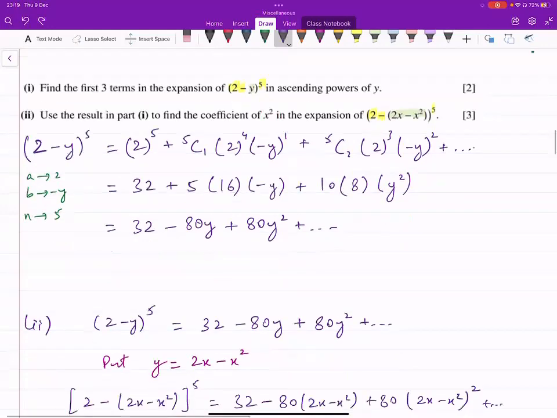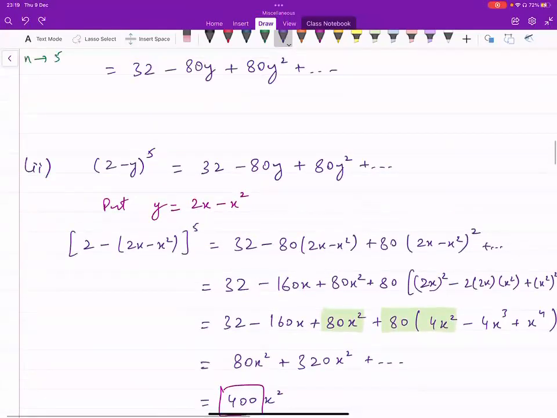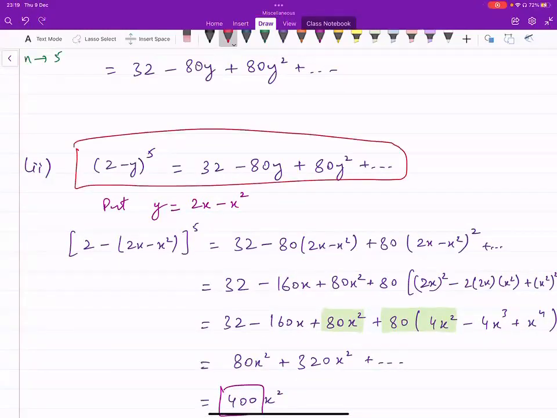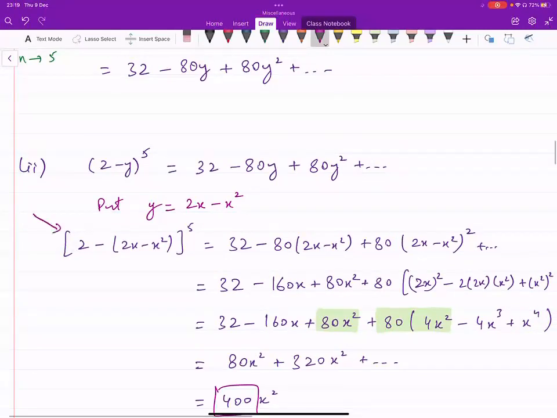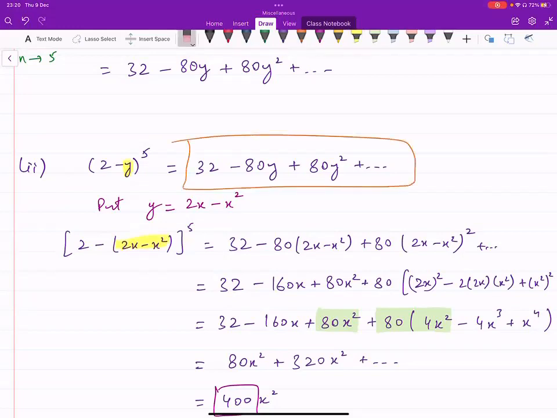So all you do at this point is say, I got this expansion in the first part. I expanded it in the first part. I got (2 minus y) whole raised to power 5 is equal to this thing. The first three terms are these. Now I have to find the coefficient of x squared in the expansion of this thing. What's similar between them? Here, in place of y, you have 2x minus x squared. So in the expansion on the right side as well, we replace y with 2x minus x squared. So in place of y, you put 2x minus x squared here.